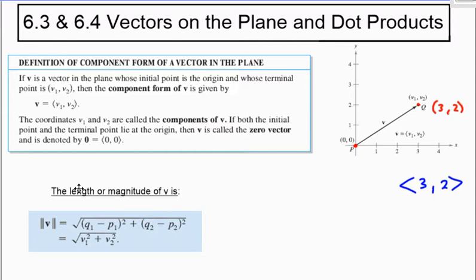Okay, so down here we've got the definition of magnitude. Now normally they do two absolute values around V for magnitude. Some books will just do one around it. That means the same thing. The magnitude of the vector is the square root of, they do Q sub 1 minus P sub 1 squared plus Q sub 2 minus P sub 2 squared. And then that turns out to be the square root of V sub 1 squared plus V sub 2 squared.